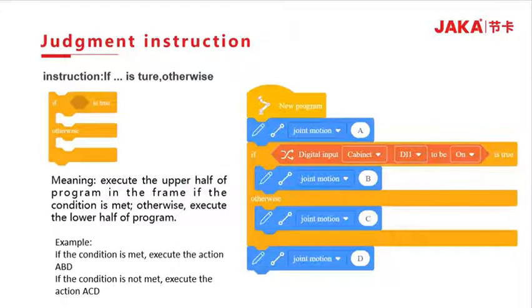If true, otherwise command. If the conditions are met, execute the upper half of the procedure within the framework. Otherwise, execute the lower half of the procedures. As shown in the example on the right, if the condition is satisfied, the action A, B, D is executed. If the condition is not satisfied, the action A, C, D is executed.